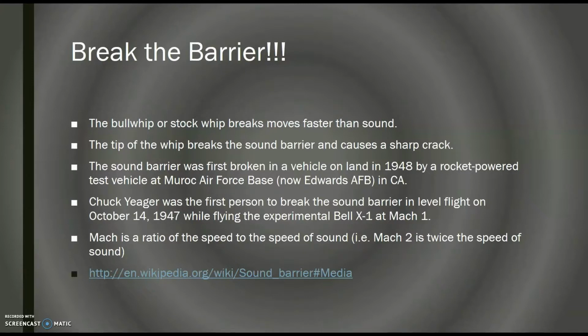All right, so when can barriers, sound barriers specifically, be broken? Well, when a bullwhip cracks, the tip is actually moving faster than the speed of sound. The first vehicle to ever break it was in 1948, a rocket-powered vehicle in California. Chuck Yeager was the first person to break the sound barrier in an aircraft, in 1947, when he flew the Bell X-1 at Mach 1, Mach being the speed of sound. So Mach 1 is the speed of sound, Mach 2 being twice the speed of sound.